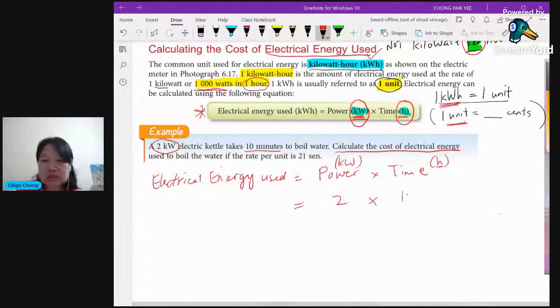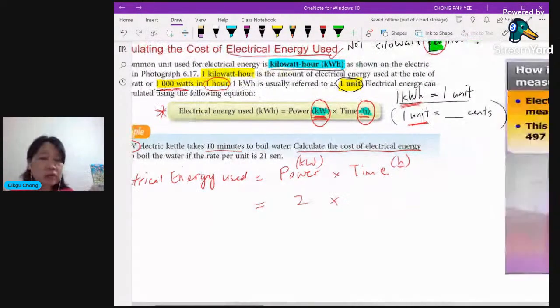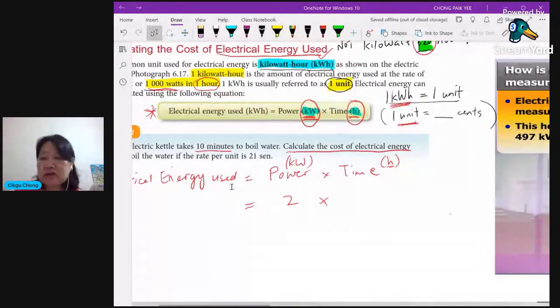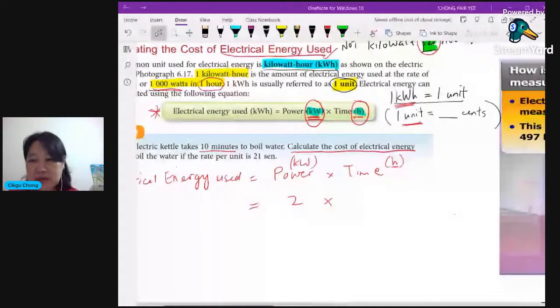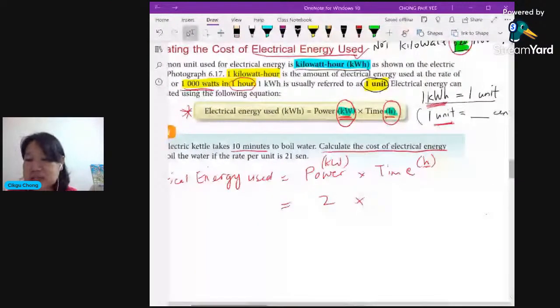So how to change 10 minutes to hours? 10 minutes is how many hours? Okay, first of all, ask yourself, 1 hour, how many minutes? Everybody knows, right? Even a primary student knows, right? 1 hour is 60 minutes. So you write it right here at the side.